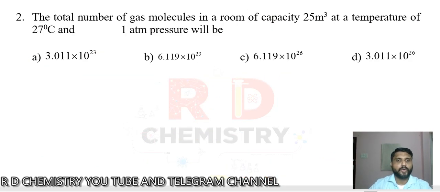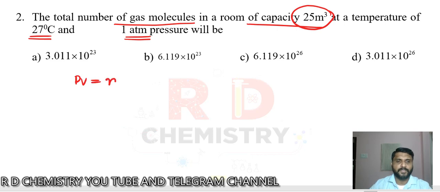Next question. Total number of gas molecules in a room of capacity 25 meter cube at a temperature 27 degrees centigrade and 1 atmosphere pressure is. So first we'll calculate the number of moles. PV is equal to nRT. Calculate the number of moles, then convert the number of moles into molecules. 1 mole contains Avogadro number. So the number of moles is equal to PV divided by RT. Correct. So they gave pressure as 1 atmosphere, into volume.